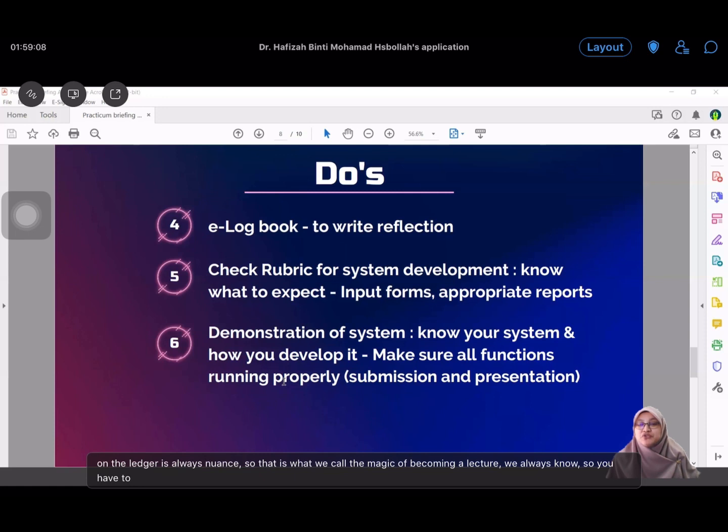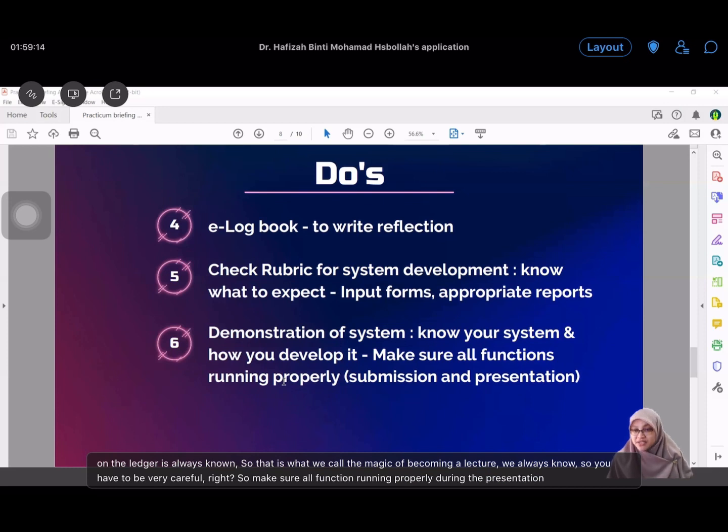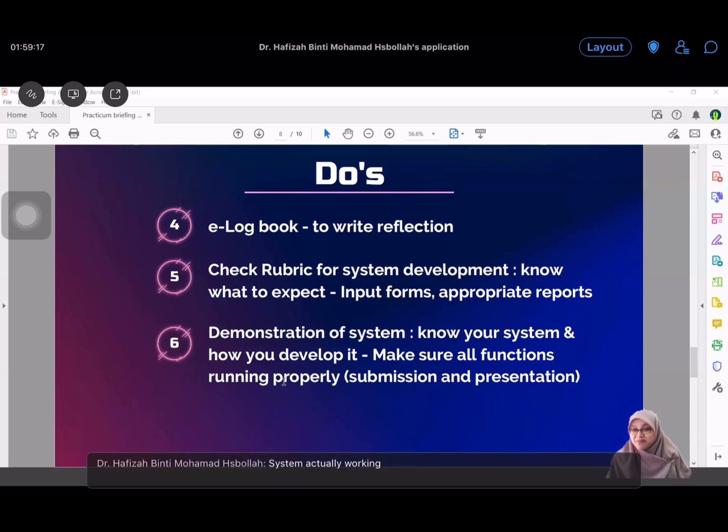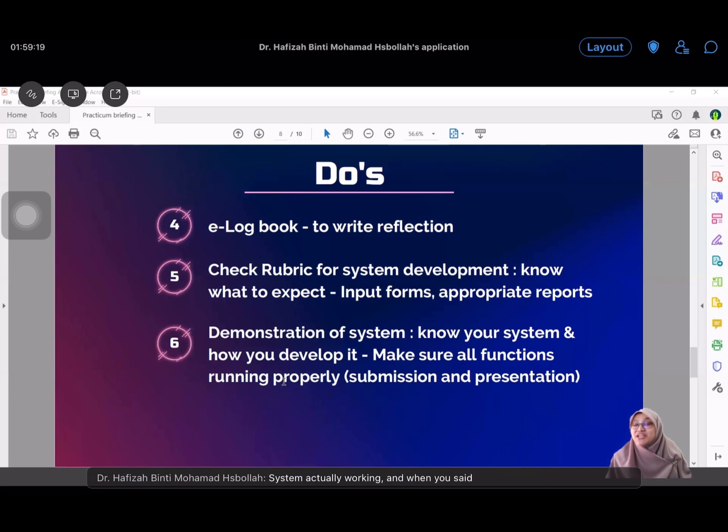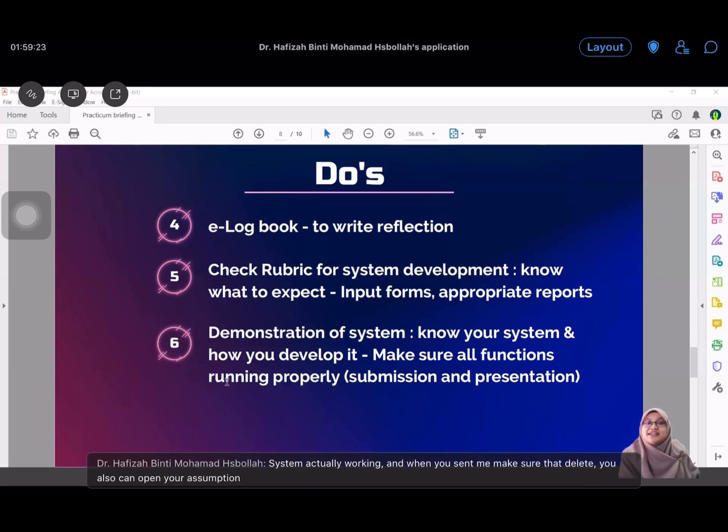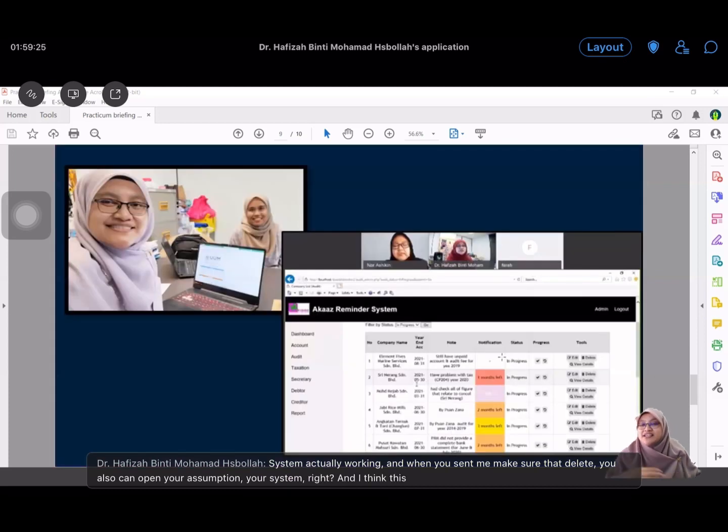Alright, so make sure all functions are running properly during the presentation, where you can demonstrate how the system is working, and when you submit, make sure that the lecturer can also open your submission, your system. Right? And I think this one is the last one. This is during the presentation. Last semester we had face-to-face presentation and also online presentation, right?